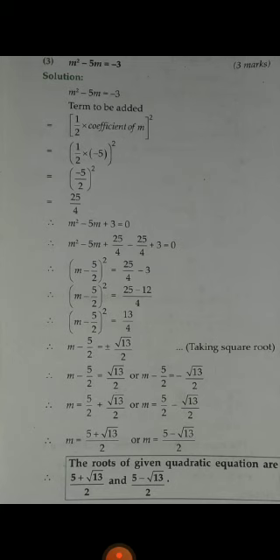So these are the topics of the completing square method. You have to solve other problems also and note them down in your notebooks, and such types of questions come in your examination, and these come for 3 marks.